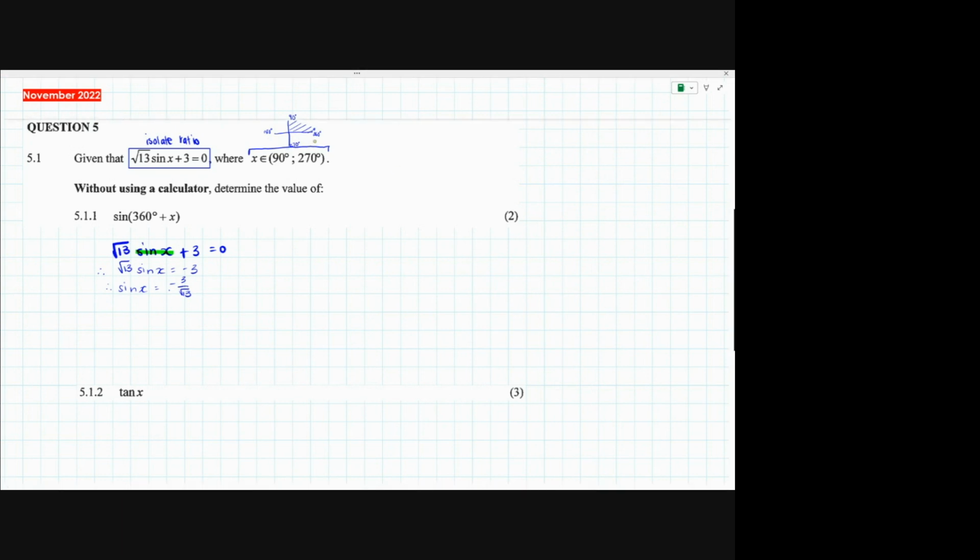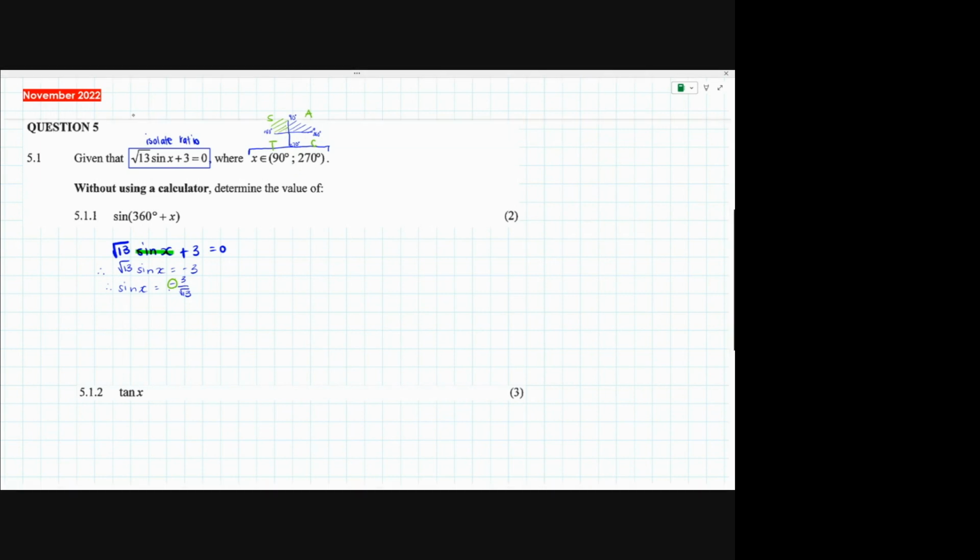Now, this is where we need to remember CAST. So the CAST diagram, I think it's probably more of a Western Cape thing, but some people learn it as All Stations to Cape Town. I don't care how you remember it, just remember the CAST diagram. So we need to figure out where sine is negative. Now, we've already eliminated quadrant 1. We can immediately eliminate quadrant 2 because sine is still positive there.